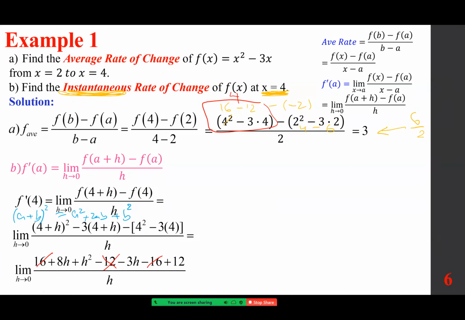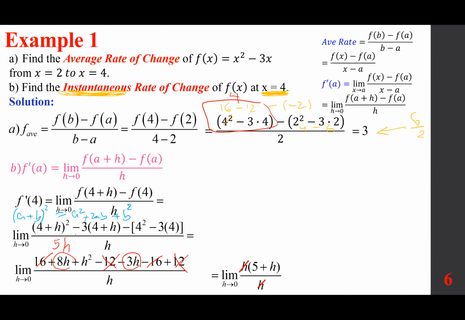Negative 12 cancels out positive 12. Minus 3h and 8h add up to 5h. We factor out the h from the numerator. As you recall, whenever we get to 0 over 0, it is the 0 in the denominator that creates a problem. And right now the h drops, so you're left with 5 plus h.